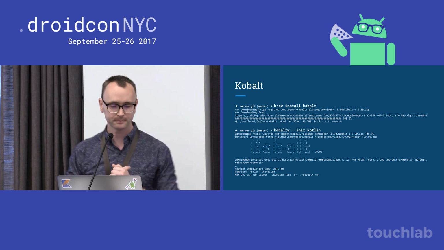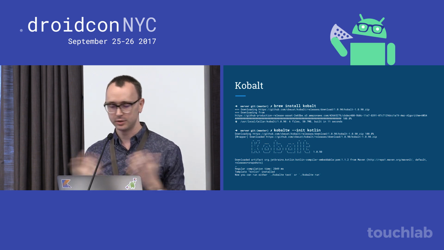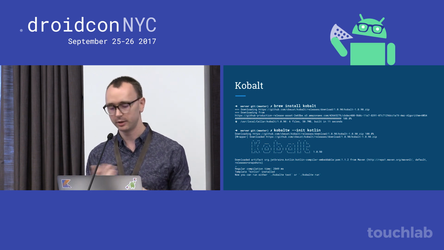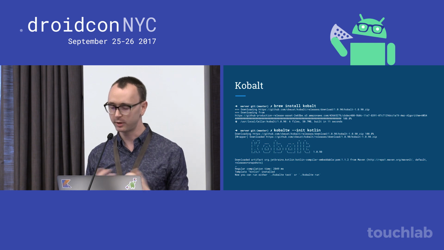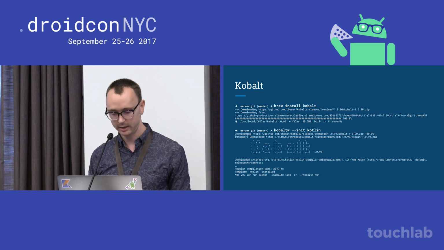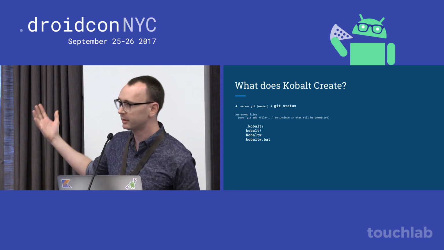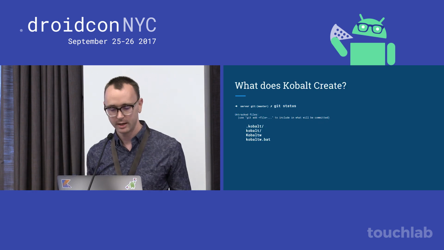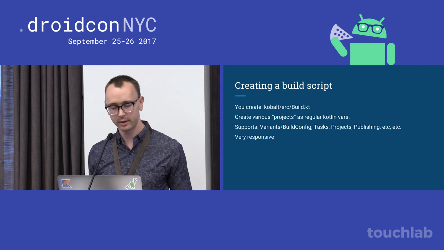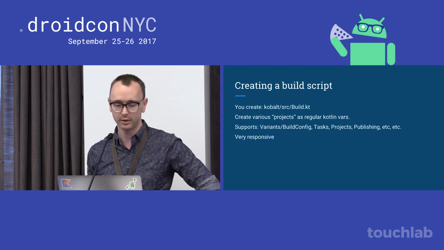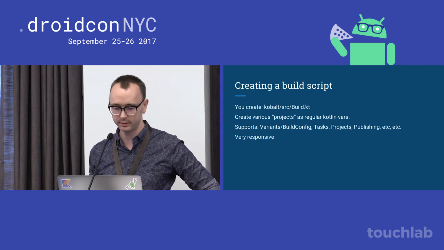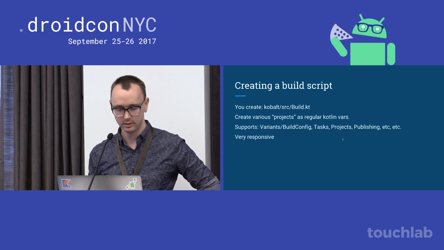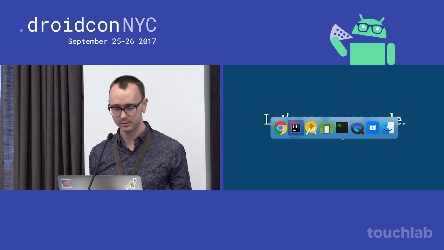For Kobalt, just brew install kobalt, or you can install it from a zip, and then you go to whatever module you want. You do kobaltw init, either Kotlin or Java, and it generates these files for you. They look like Gradle files, right? Looks like the Gradle version, and then you create a Kobalt src/Build.kt file. It supports a lot of the stuff that we're already used to in Gradle. And here's what it looks like.